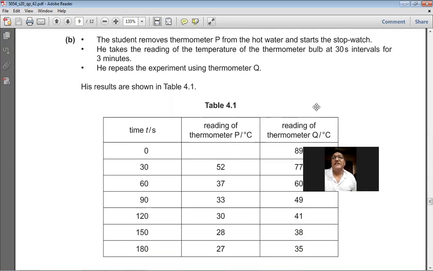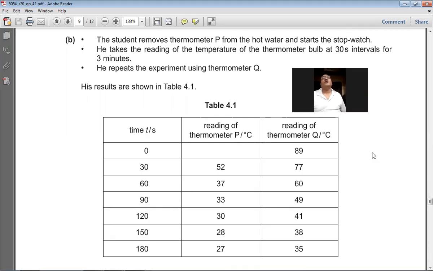Then he says that the student removes the thermometer P from the hot water and starts the stopwatch. He takes the reading of the temperature of the thermometer bulb at 30 seconds interval for 3 minutes. He repeats the experiment using the thermometer Q. So whatever he did, he dipped the thermometer in hot water and then let it cool. The same thing he does with the thermometer Q, and he obtains these results.